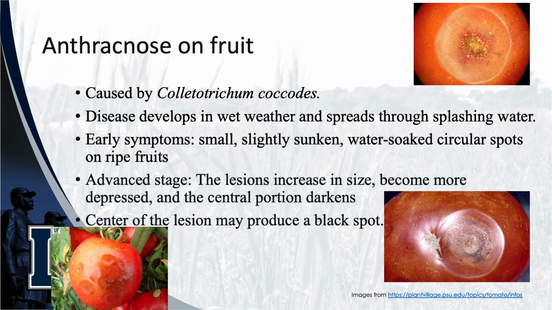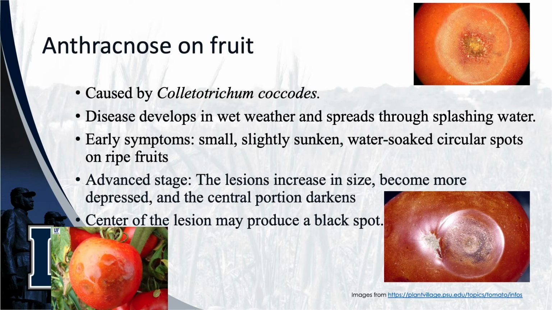The second disease is anthracnose on the fruit. This is a very common disease almost everywhere in the US. It is caused by a fungus called Colletotrichum coccodes, and this disease generally appears in wet weather and warm conditions, and it spreads through splashing water or in rain conditions.